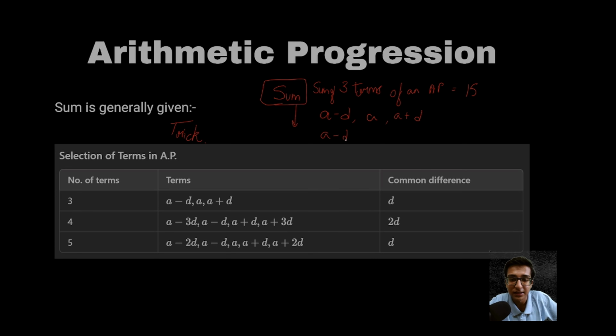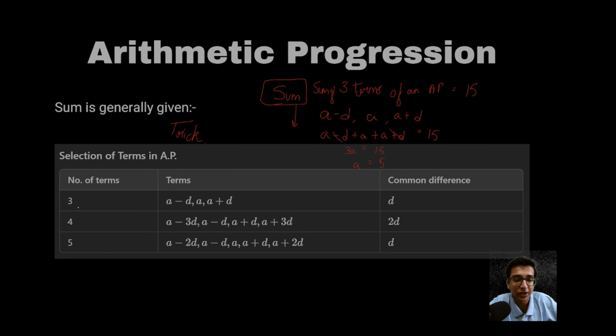Since A minus D plus A plus D is equal to 15 as mentioned in the question, D and D would get cancelled out and we would be left with just one variable, which is easy for us to solve. 3A is equal to 15 and A is equal to 5. So that has been mentioned in this table.